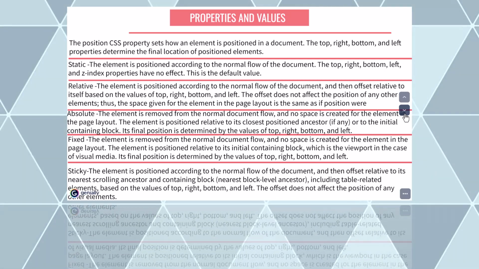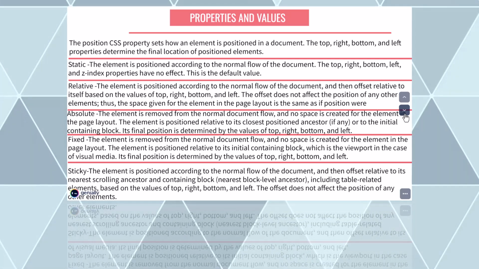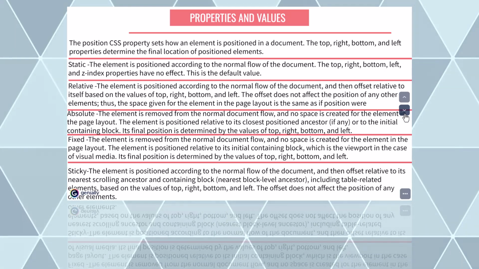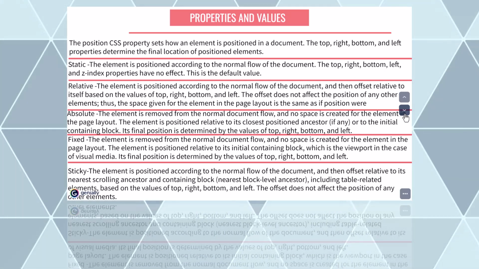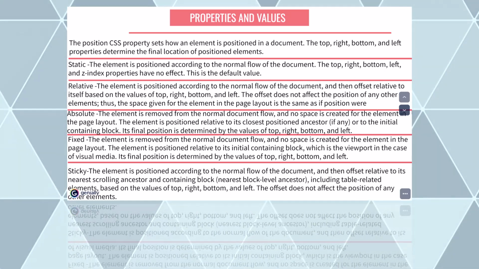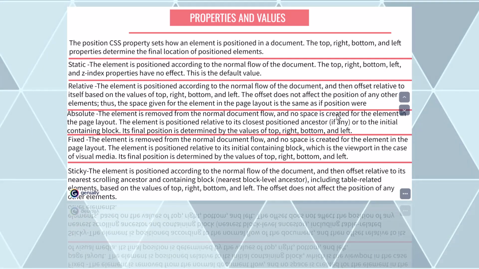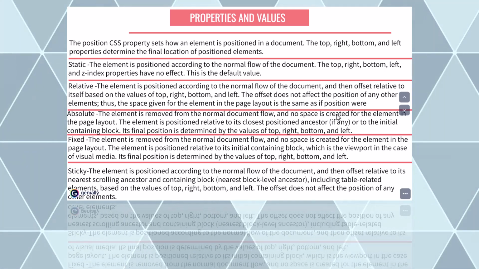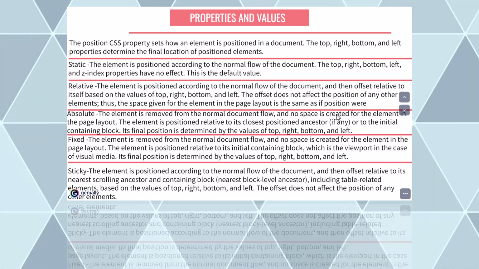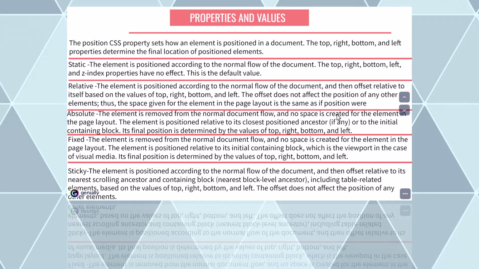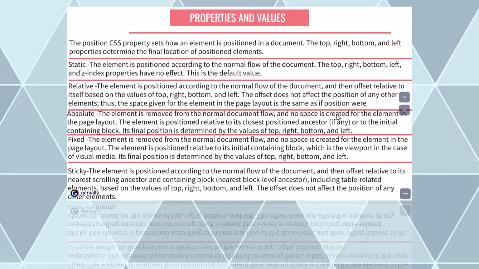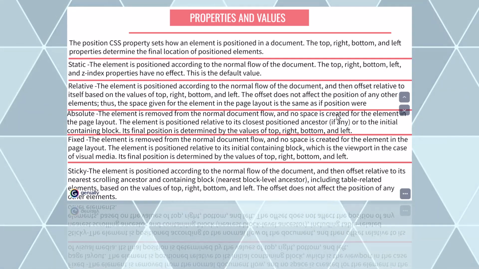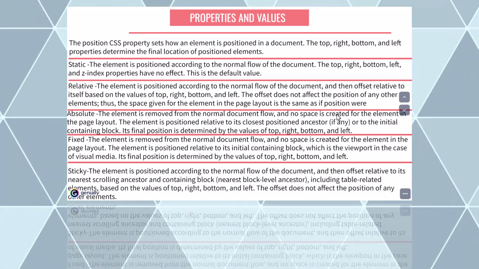The example for the relative position sets the element 40 pixels from the top and moves it 40 pixels to the left, making the selected element, which is the middle box, move slightly to the right and closer to the other elements. That's it. Okay. So, sister, can you read absolute for me?